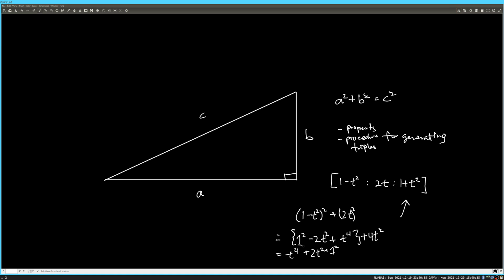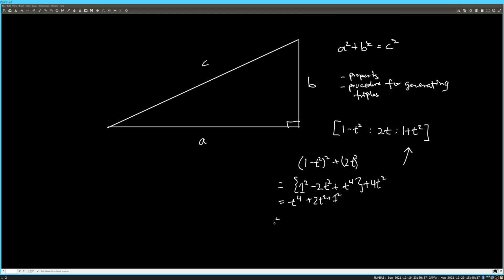This is equal to 1 plus t squared, squared. If you expand this out, you'll get this. And so if you let t be any fraction, then literally every Pythagorean triple, by the way, is of that format. We'll talk about that.